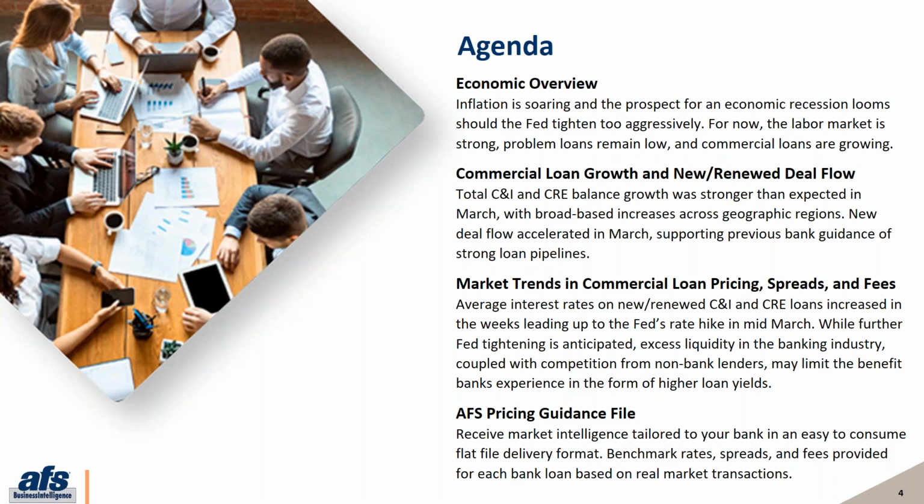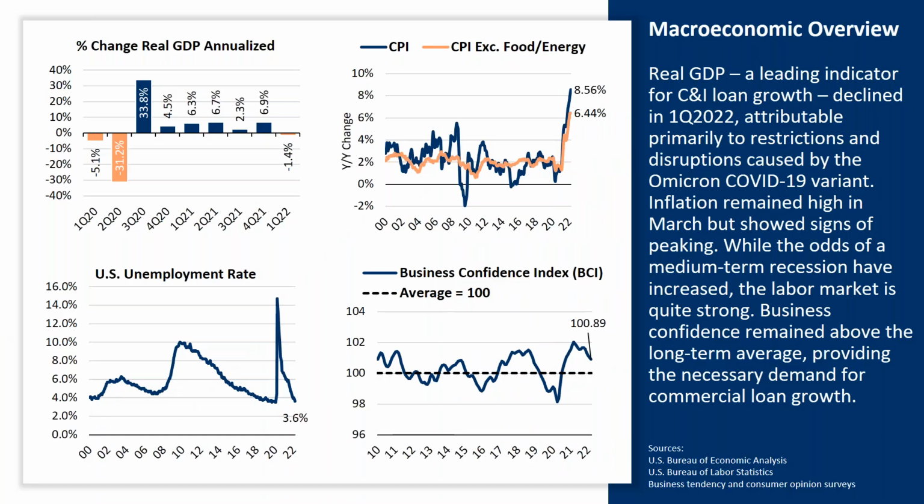On slide 5, we provide a summary of the U.S. economy and highlight 4 variables central to commercial loan demand. In our last webinar, we noted that the economy was heating up and C&I loans were growing. Since that time, the impact of Omicron on economic growth has become apparent. Real GDP growth, which is a leading indicator for commercial loan growth, was negative for the first quarter of 2022, ending the expansion we have seen for the last year and a half.